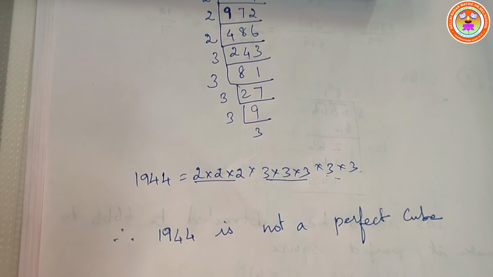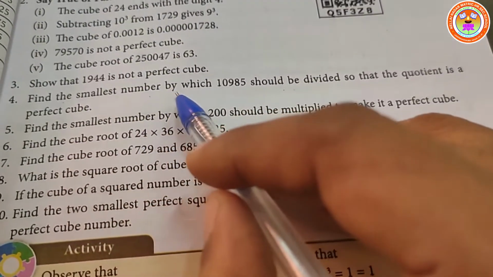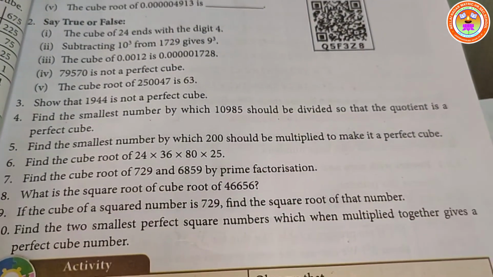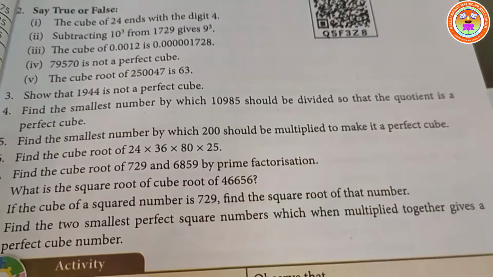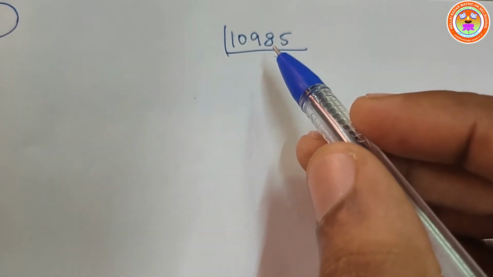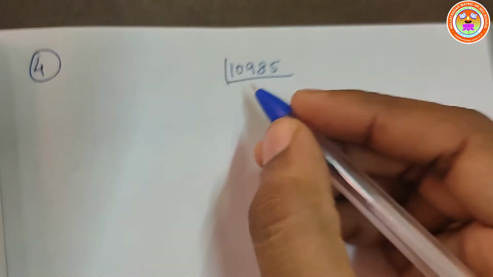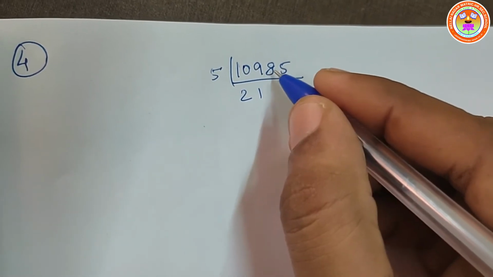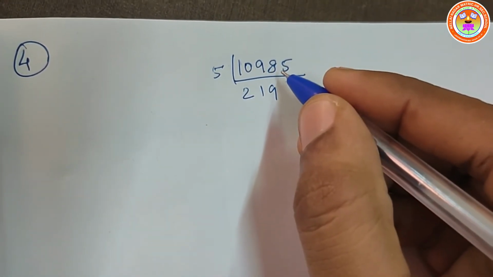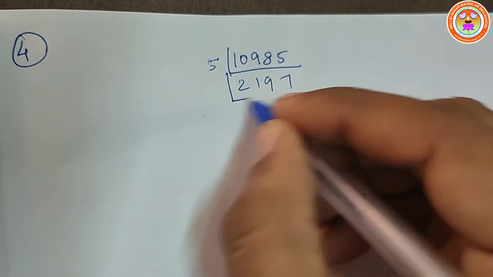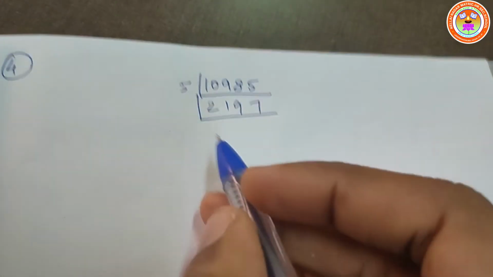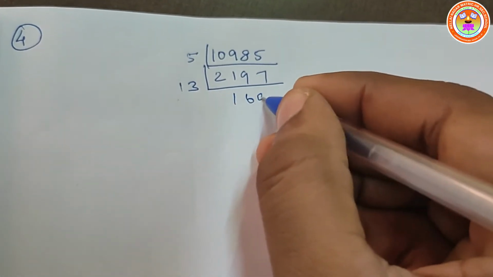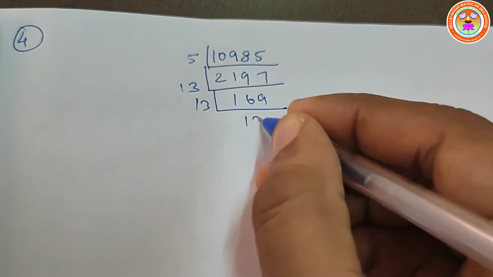Okay, now we'll move on to the next sum. Find the smallest number by which 10,985 should be divided so that the quotient is a perfect cube. They are asking that we have to make it into a perfect cube. So take this and find the prime factorization. We will find it from the 5 tables. 2 5s are 10, 1 5 is 5, remainder 4, 48, 9 5s are 45, remainder 3, 35, 7 times. So here 2197, it goes by the 13th table, 169. So 169 is also 13 into 13.